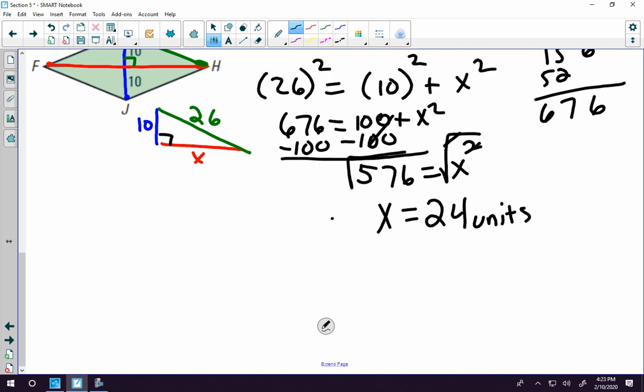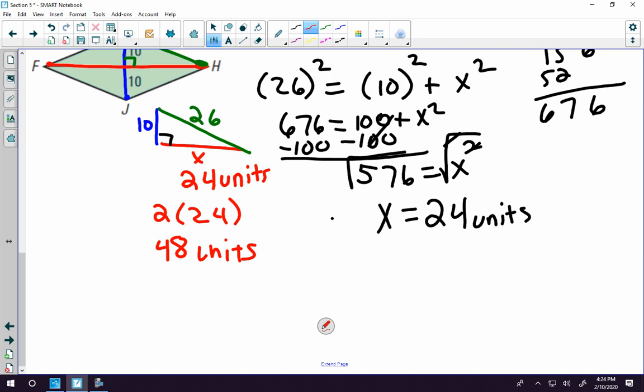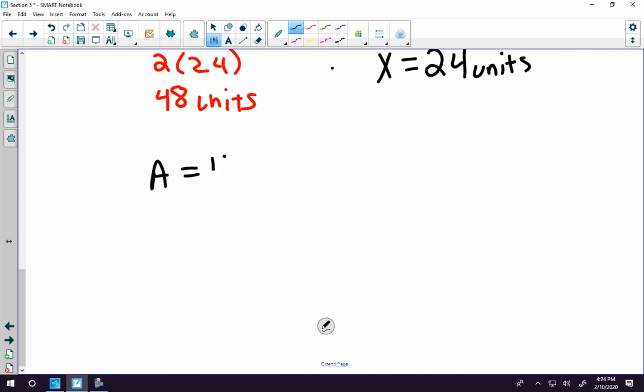So the length of the red segment is going to be 24 units. So to get the length of the red diagonal in the rhombus is going to be 24 times 2. So it's going to be 48 units for the length of the red segment in the rhombus. We have now found the length of the other diagonal in the rhombus, so we can now find the area of the rhombus. Remembering the length of the one diagonal, which is in blue, is 10 plus 10, which is 20, times the length of the other diagonal, which is 48.